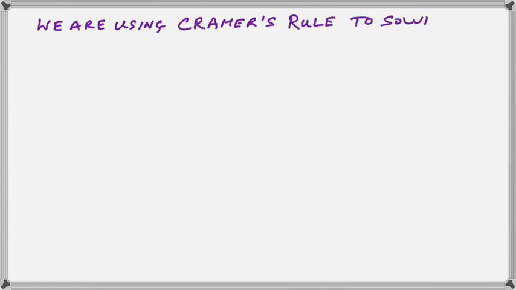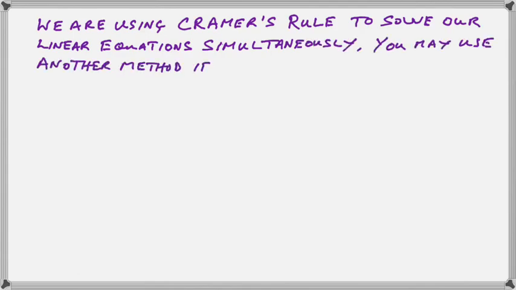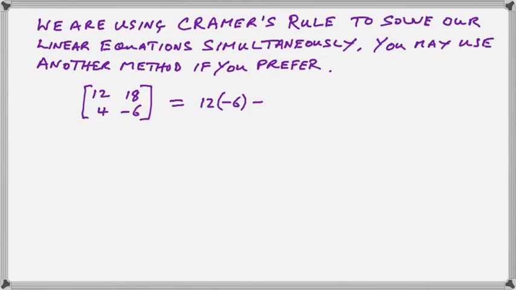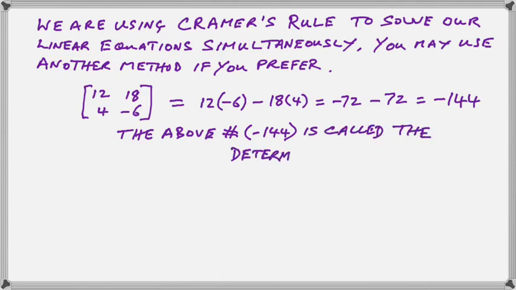So we're going to explain this Cramer's rule solution to you, and it's fairly simple to follow, particularly in the 2-equation case. But if you prefer to use another method, that's quite up to you. So what we've done here now is we've worked out the determinant of our coefficient matrix.